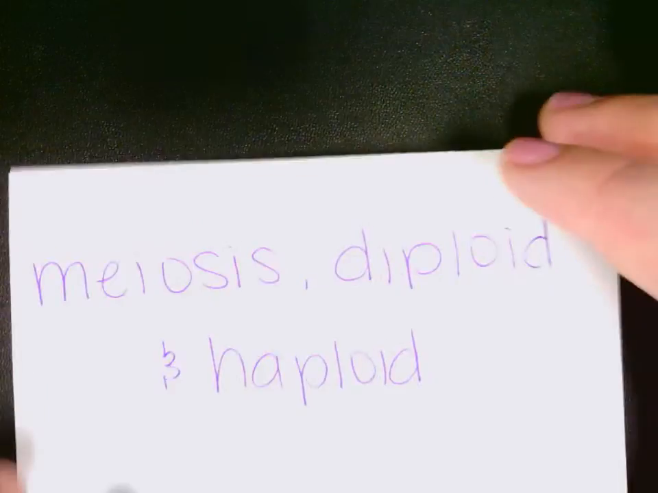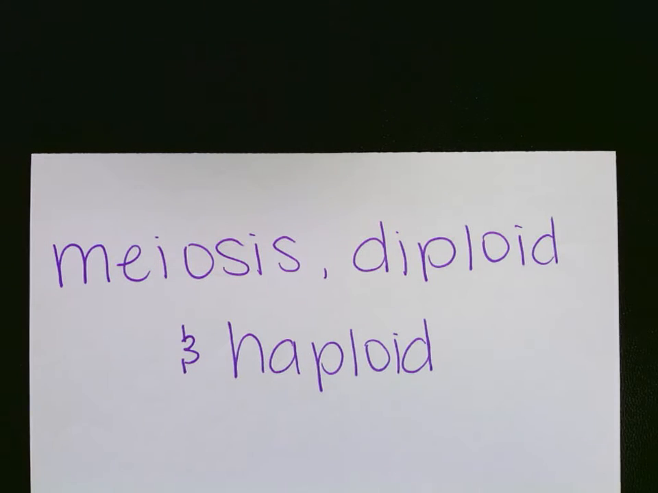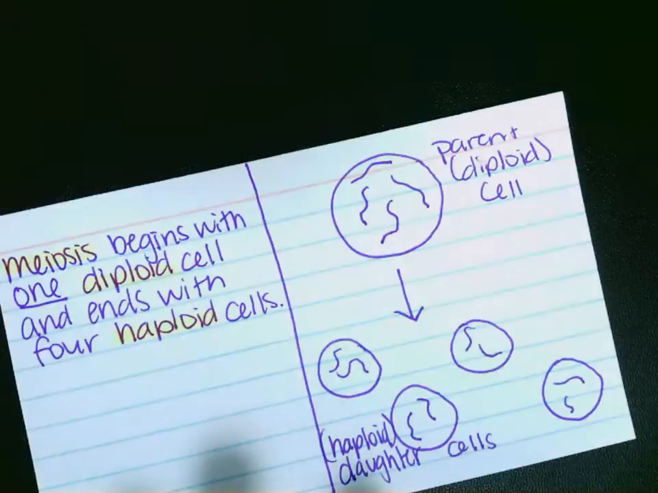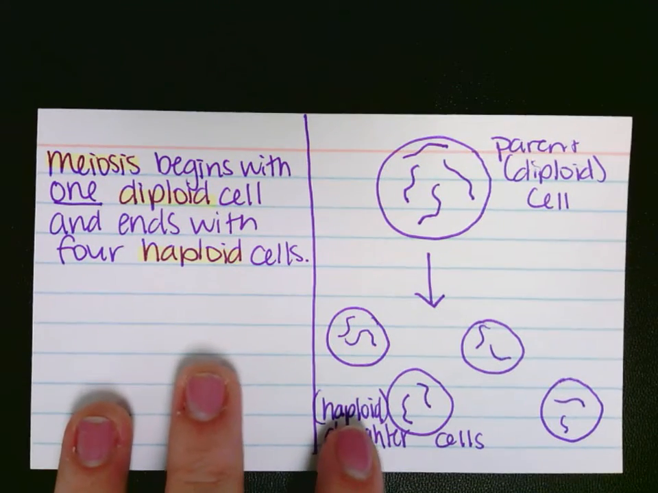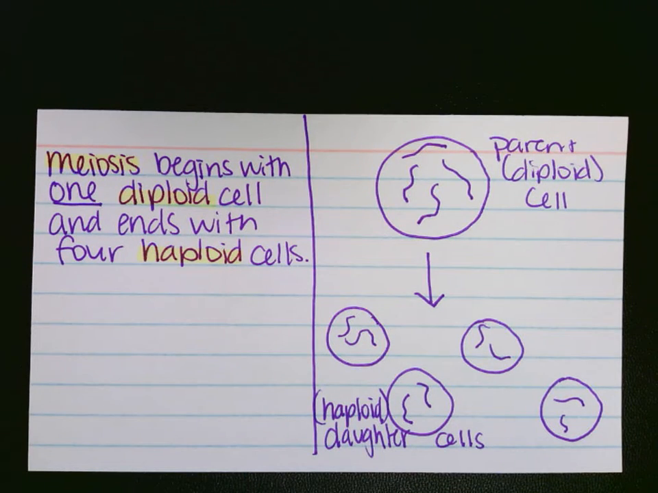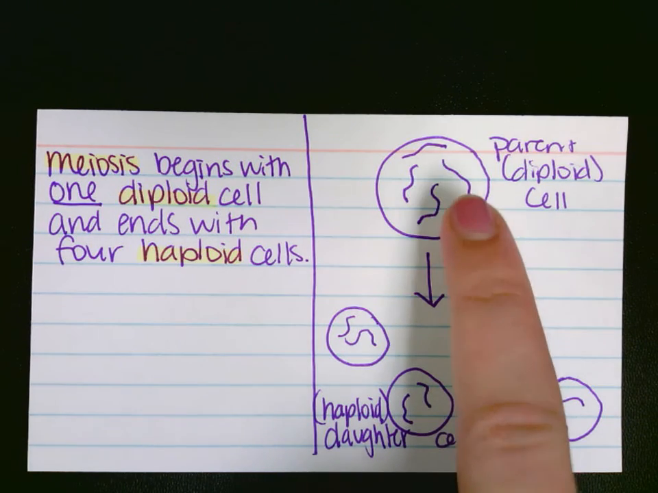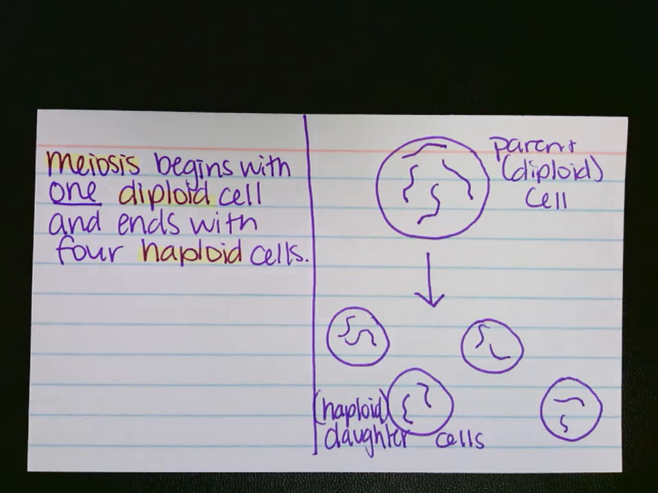Next, let's try meiosis, diploid and haploid. So we're adding a word into the mix there. Pause the video and write down your answer. Alright, let's check. Meiosis begins with 1 diploid cell and ends with 4 haploid cells. So we started with 46 chromosomes, ended with 23.